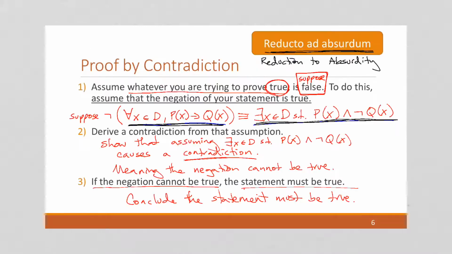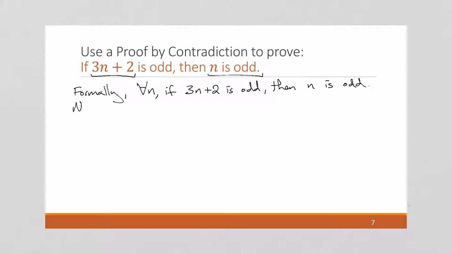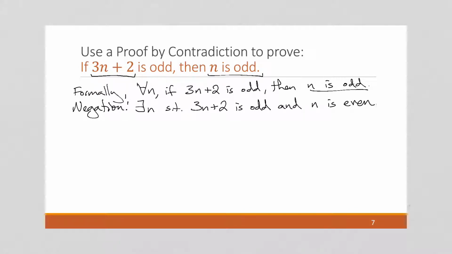Well, again, recall the negation of a universal conditional statement. It turns it into an existential statement, and now we no longer have an implication, we just have an and. So the negation is there exists an n such that 3n plus 2 is odd and the opposite of the above. And what's the opposite of n is odd? It's n is even. You could also say an n is not odd.